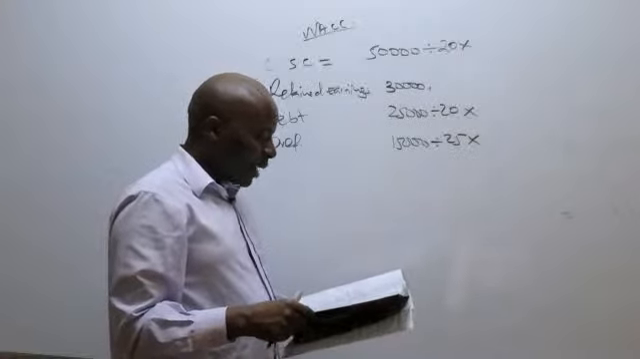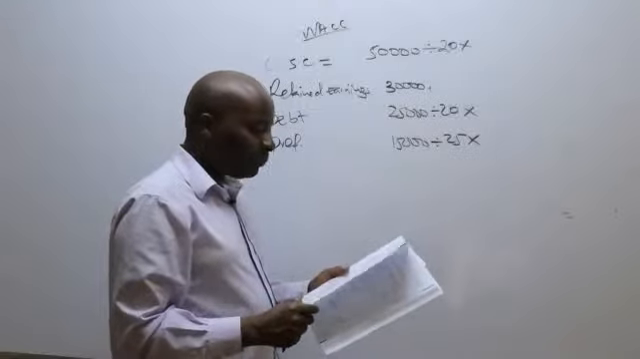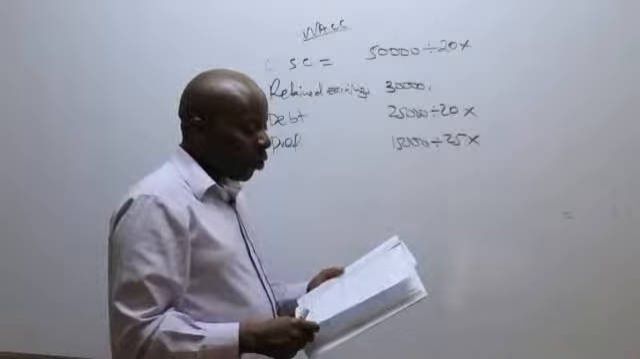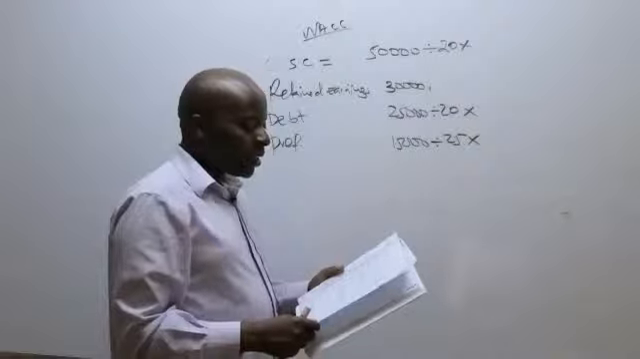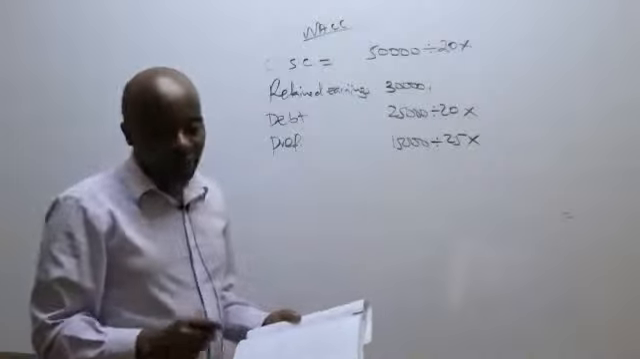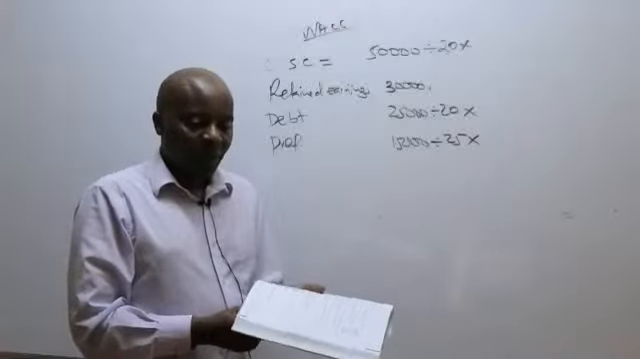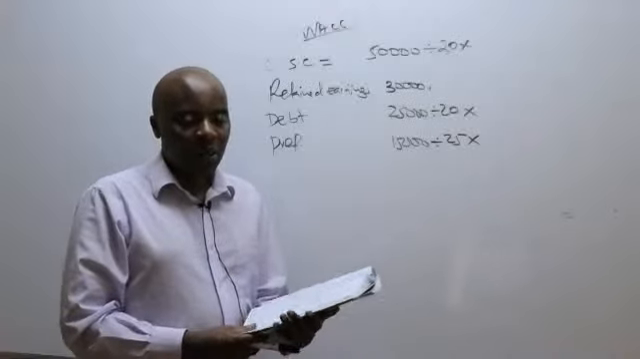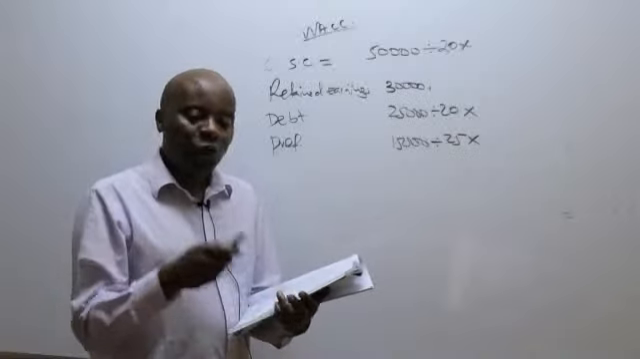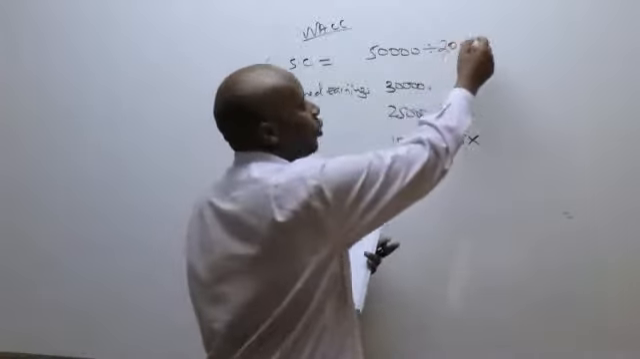Are you able to see the market price per share? What is the market price per share for the ordinary shares? From note number one. Yes, it has to be ex-dividend. So it has to be 40 here.